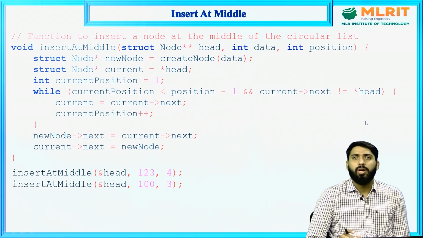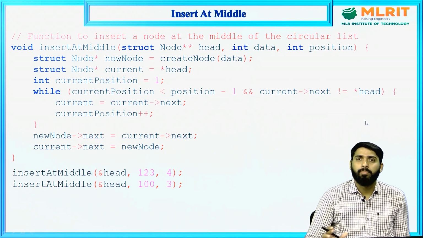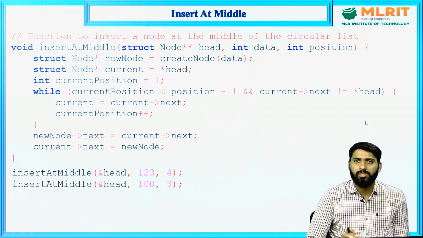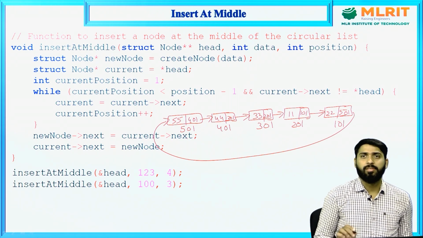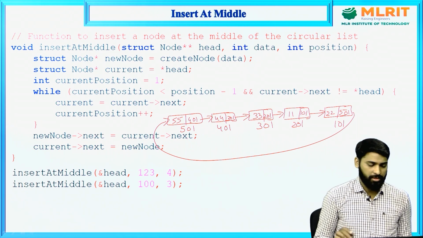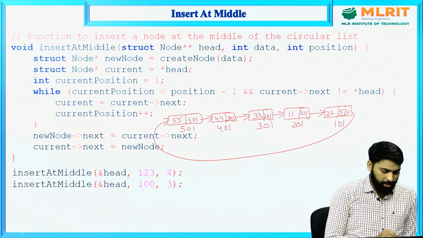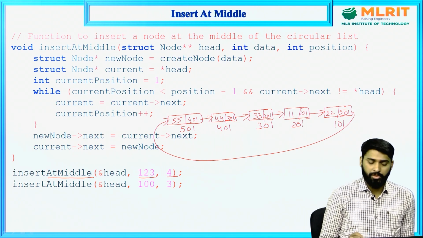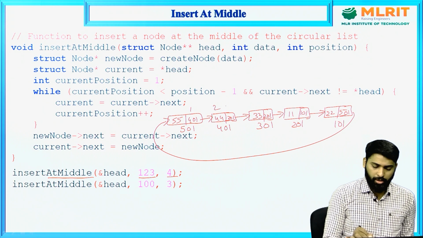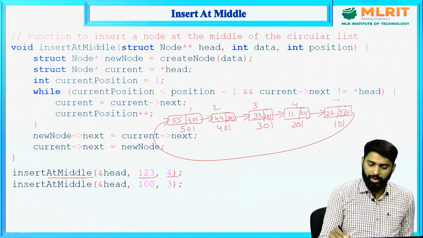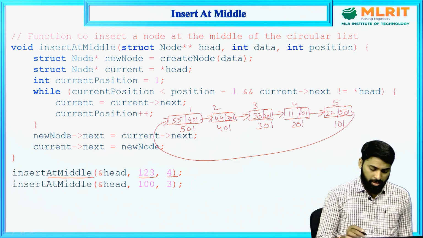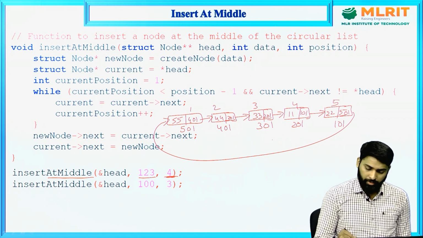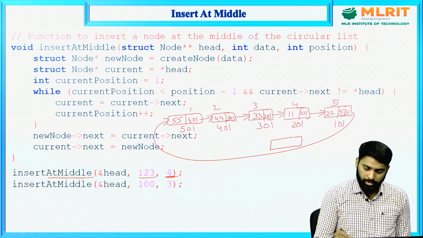Now we see how to insert a new node at the middle of the circular single linked list. It is the same as the single linked list. So let us consider this is the circular single linked list. Here we are going to insert at middle. 1, 2, 3 is the data and 4 is the position. So these are the positions 1, 2, 3, 4, 5. Now this is the fourth position. So I want to insert this node as the fourth node.